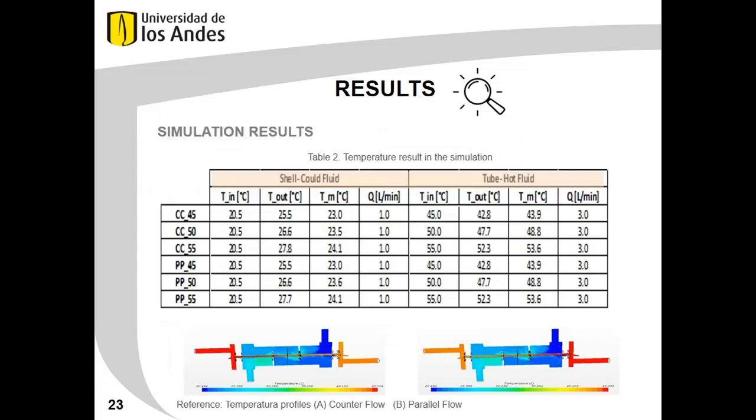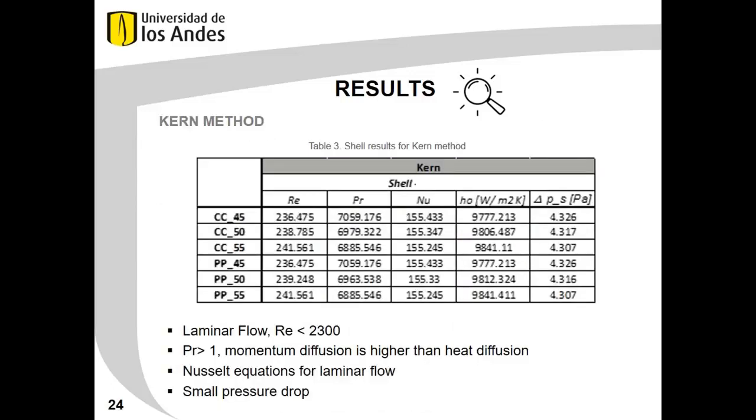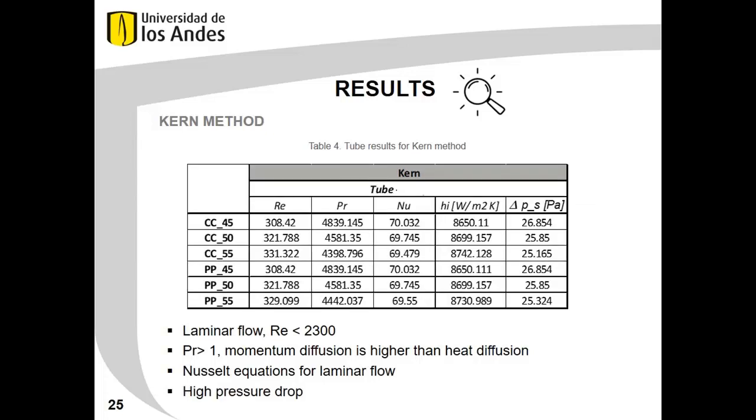Simulation results show clearly that counterflow setup has a higher and a lower temperature for cold and hot fluid respectively than parallel flow setup. The shell results for the KERN method show that a laminar flow was present. Also, because the Prandtl number is higher than 1, the momentum diffusion is higher than the heat diffusion. Nusselt equations for laminar flow were used and a small pressure drop was obtained. For the tube side, the only difference was that a higher pressure drop was obtained.